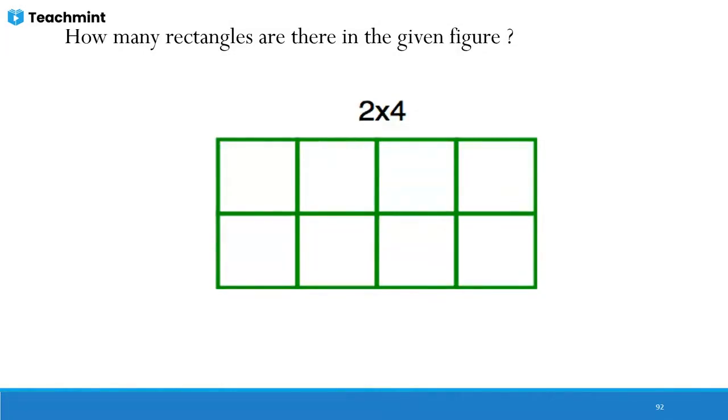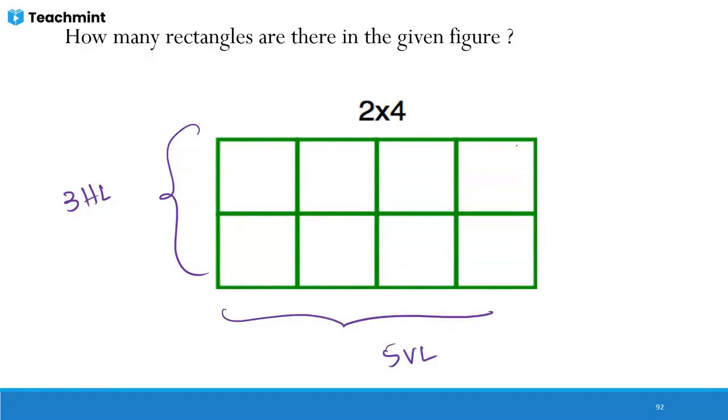Here some people are making a mistake. Taking 2C2 into 4C2 is not correct. Here there are three horizontal lines, not two. You are considering 2C2 into 4C2, which is 6. Some people gave the answer 6. No. Three horizontal lines and we have five vertical lines. Excellent. Many people responded: 3C2 into 5C2.